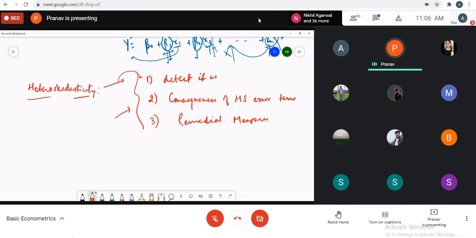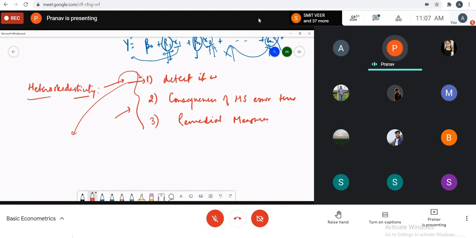So it is along these lines that we'll discuss specification errors. The first will be the detection tests. The second will be to discuss the consequences of heteroskedasticity. And the third will be to talk about how we can use different measures to remove the effect of heteroskedasticity from our model. Right now we are at the first step, that is, how do we actually detect the presence of heteroskedasticity?